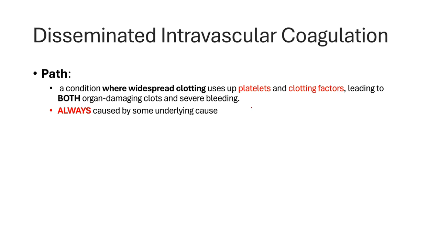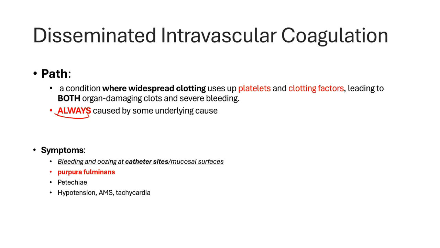Thus, we're going to see both bleeding and clotting here, and this is always triggered by some sort of underlying cause. The symptoms here are typically going to be very classic. You will see bleeding or oozing at catheter sites or mucosal surfaces, whether this is central lines, PICC lines, peripheral IVs. Look for oozing at all of these sites, even urinary catheters.